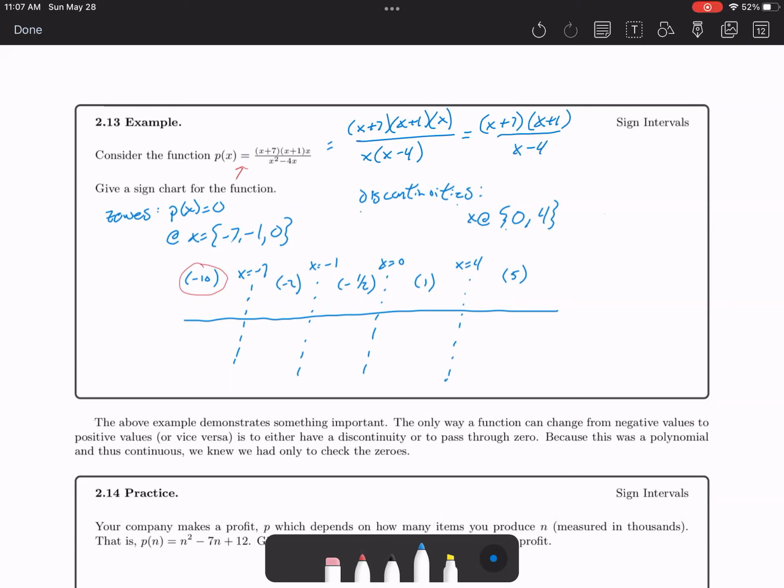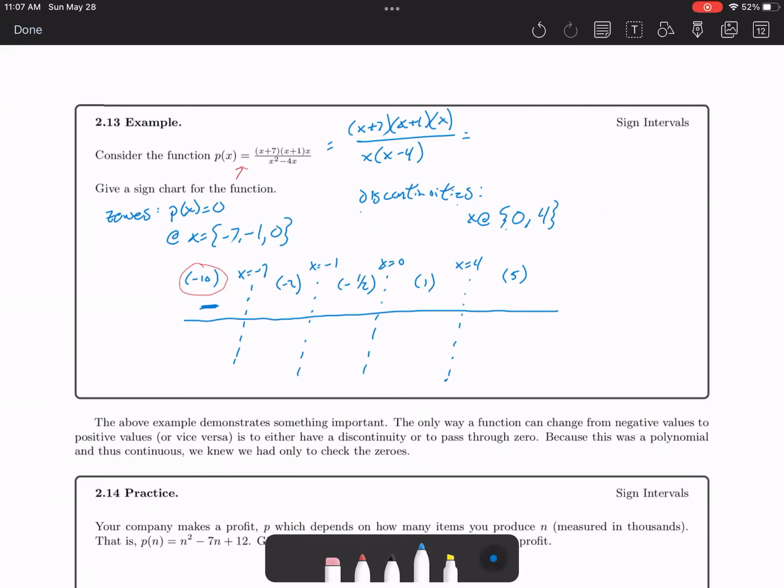So now when I think about plugging in minus 10 into this, a minus 10 into that factor right there is going to give me a negative value. A minus 10 into this factor is going to give me a negative value. And a minus 10 into the denominator is going to give me a negative value. So the negative times the negative in the top gives me a positive. If I divide that by a negative, that gives me a negative number. The function value is negative here. So it's below the x-axis. Right? So if the function value is negative there at minus 10, it's negative on the entire interval minus infinity up to minus 7.